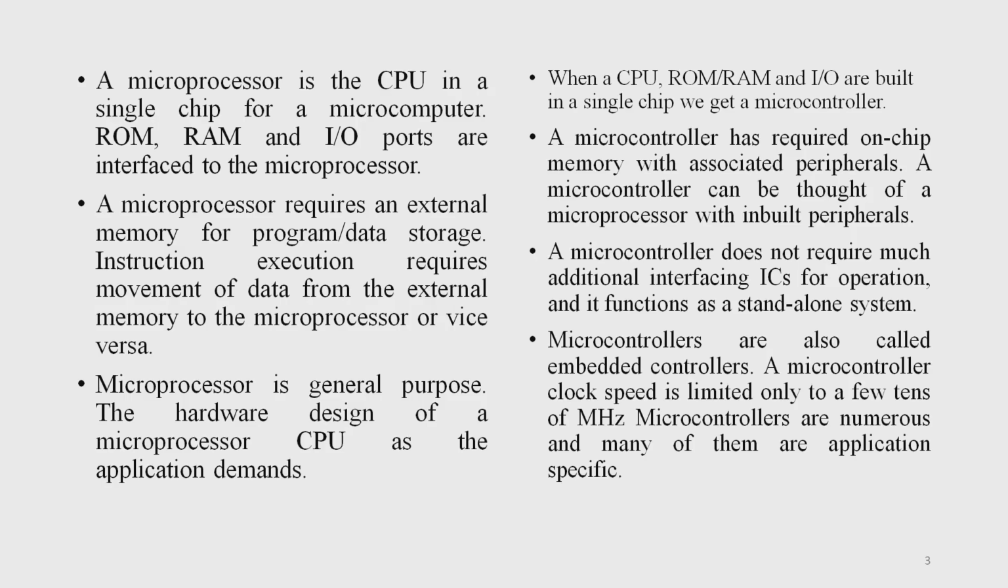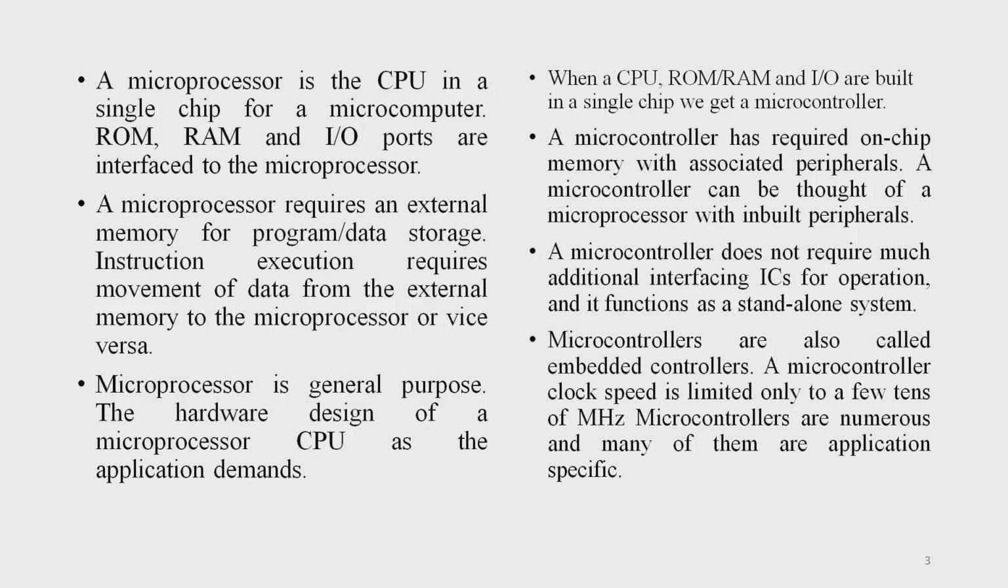So in the microcontroller, all the things are embedded in a single chip, so it is also known as an embedded system or a standalone system. But in the case of microprocessor, it requires more external storage because all the special features are connected as peripherals. And the microprocessor is general purpose. The hardware design also can be modified based on the application demands.